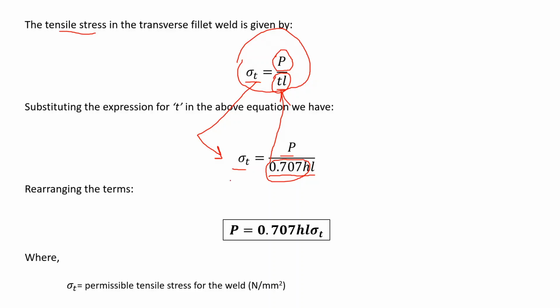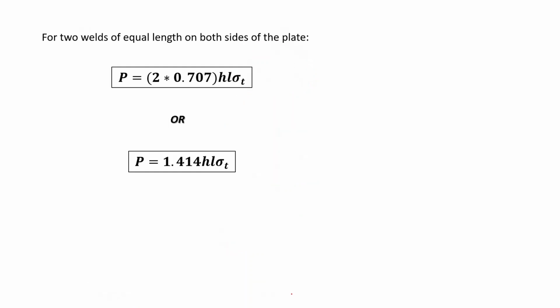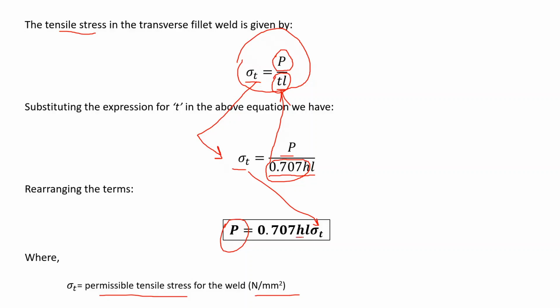Now if you rearrange the terms and put the value of sigma T as the allowable or the maximum tensile stress, you will get the strength of the plate, which is equal to 0.707 times H times L times sigma T, where sigma T is the permissible tensile stress for the weld given in Newton per mm square or megapascal, H is the leg of the weld, again taken in millimeters, and L is the length of the weld taken in millimeters.